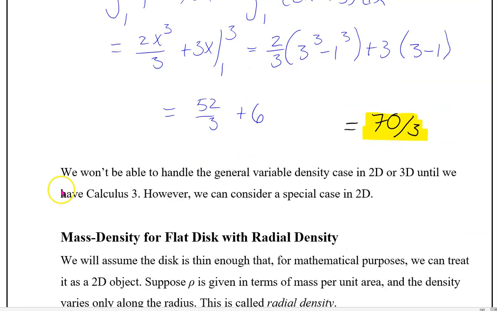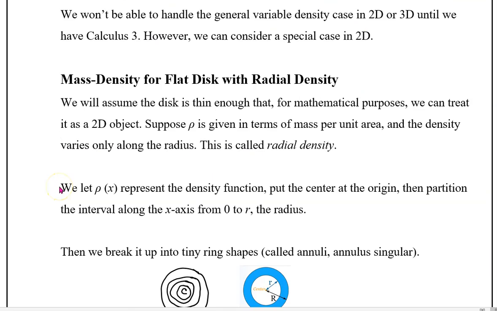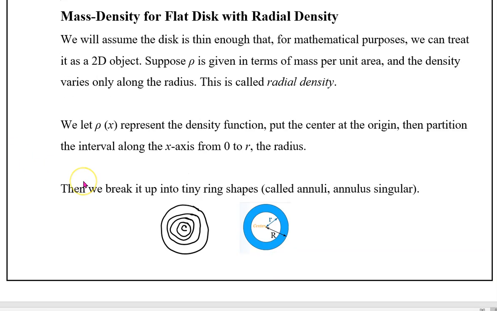Now, we won't be able to handle the general variable density case in 2D or 3D until we have calculus 3. We can, however, consider one special case in 2 dimensions, which would be a flat disk with radial density. Let's talk about what a flat disk with radial density is. When we say a flat disk, we are talking about a lamina, something that is so flat that you can consider it to be 2-dimensional only, and that it is, for all practical purposes, infinitely thin.